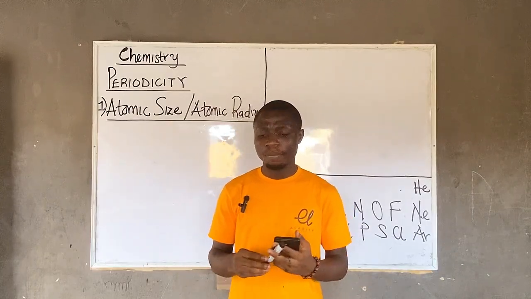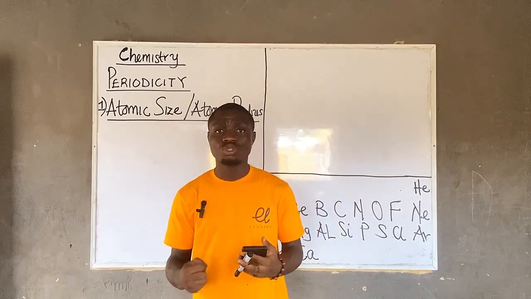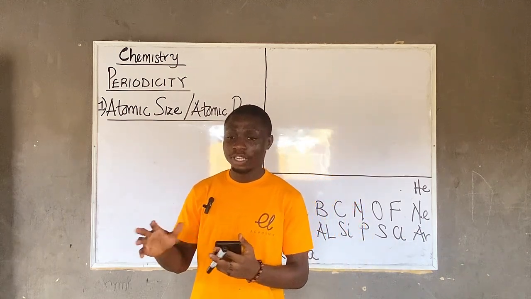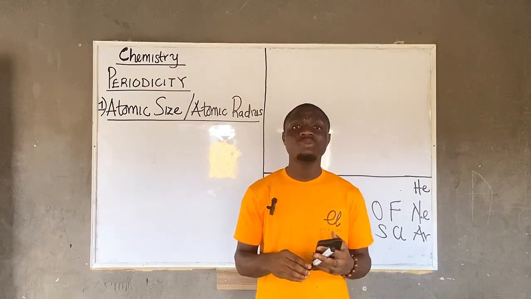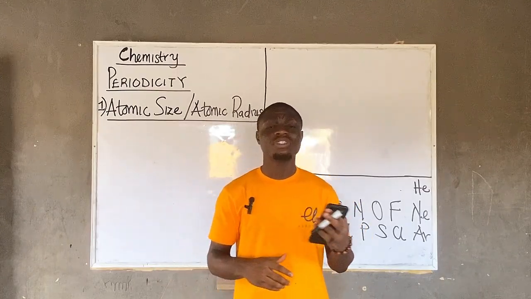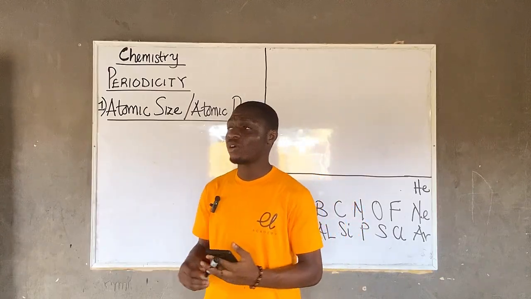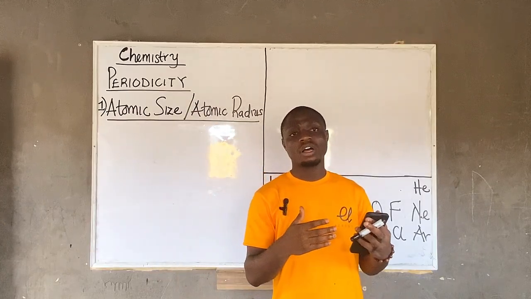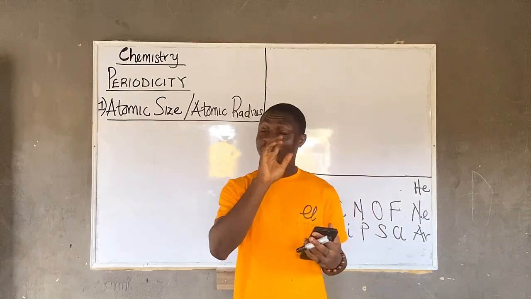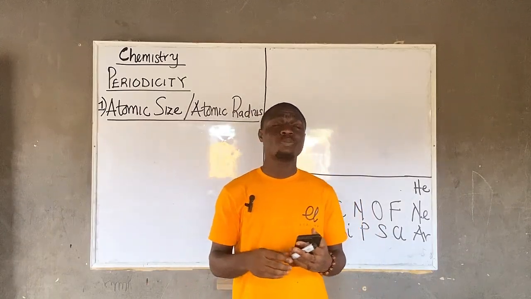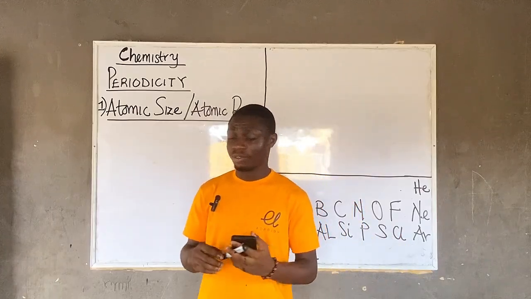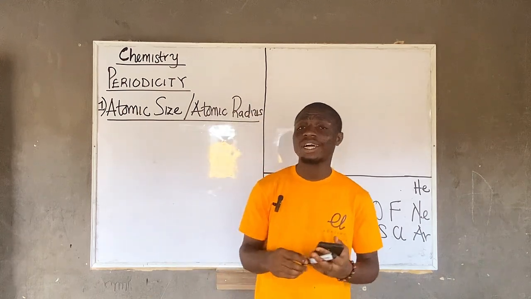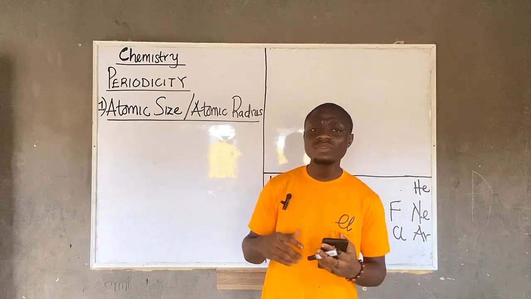In our last class, the introduction to periodicity, in that first class, I gave you several properties of periodicity, ranging from atomic size, or we call it atomic radius, ionic radius, ionization energy, electron affinity, electropositivity, electronegativity, and so on. So we mentioned those properties. I said we look at them one by one. So let's start the first one called atomic size, or atomic radius.